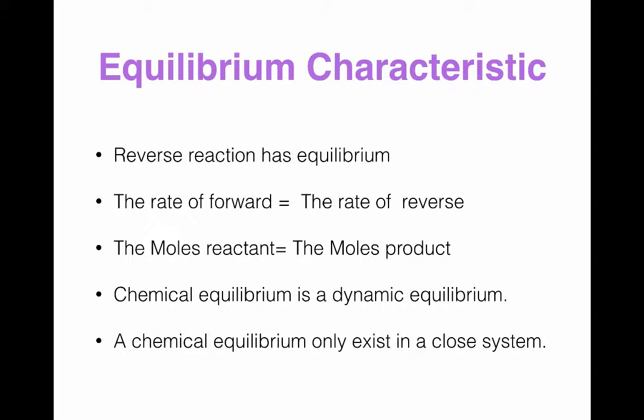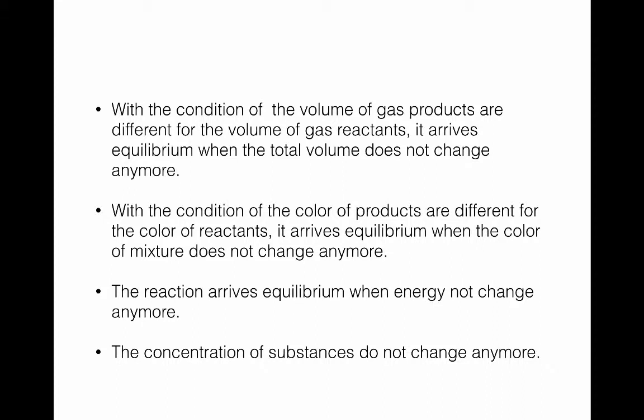Chemical equilibrium only exists in a closed system. There are no substances coming in or out. With the condition of gas volume, when the volume of gas products is different from the volume of gas reactants, the reaction arrives at equilibrium when the total volume does not change anymore.